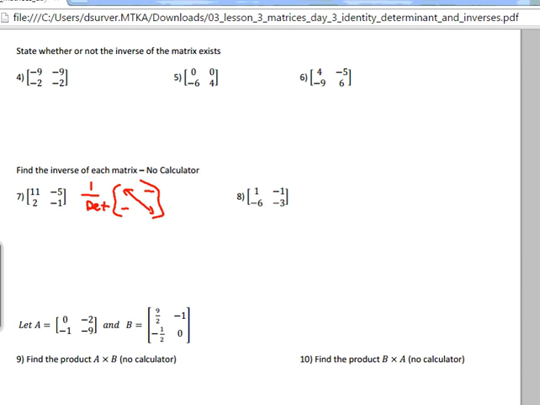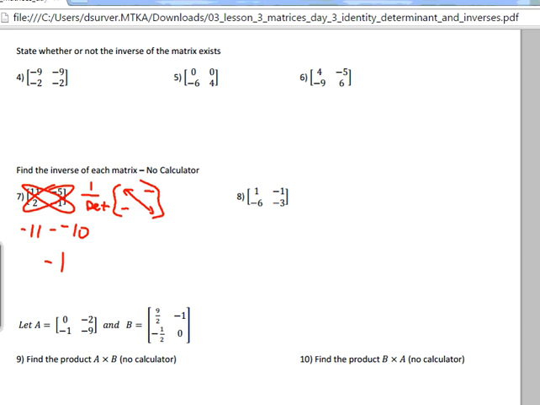And I'll show you how to do number 7 here. So first of all, what's the determinant? Negative 11, negative 10, negative 11 plus negative 10 makes negative 21. I'm not sure I did that right. The determinant is minus negative 10, which means plus 10. Negative 11 plus 10 is negative 1. There we go. Okay, so the determinant's negative 1.